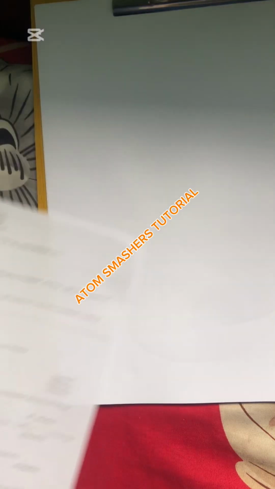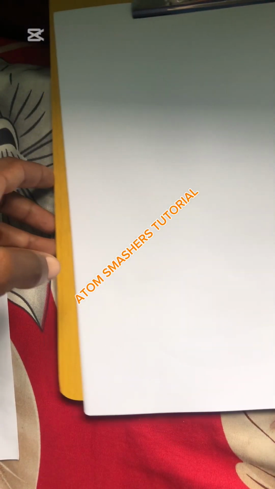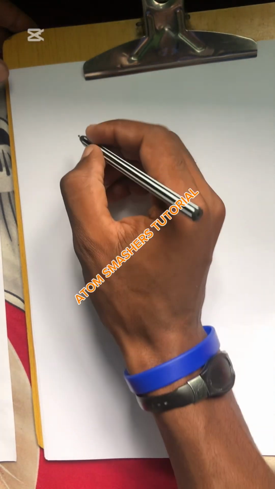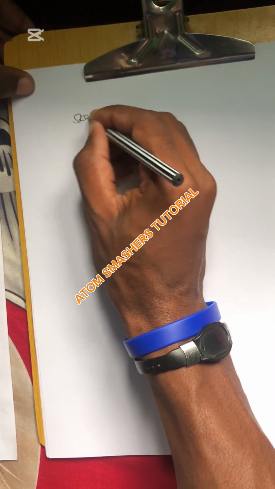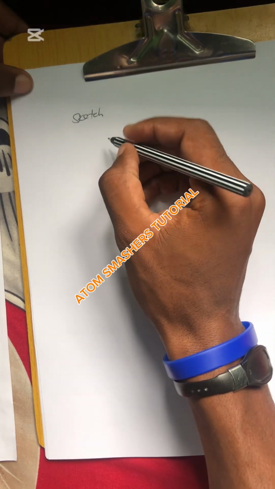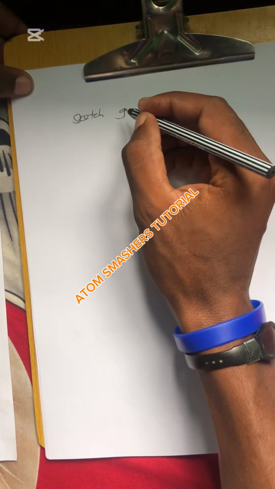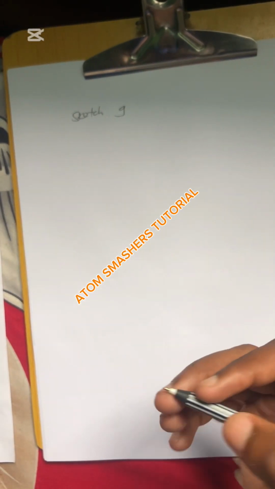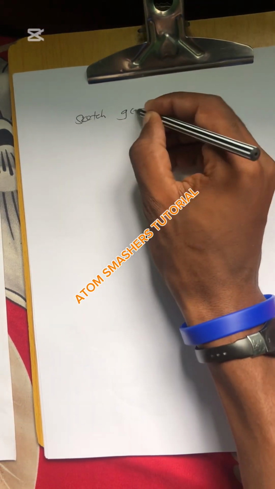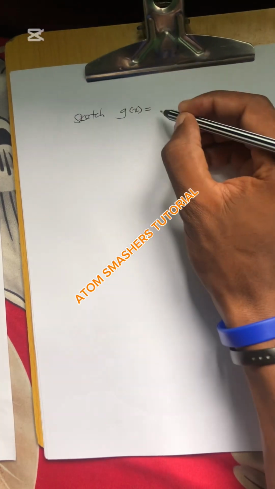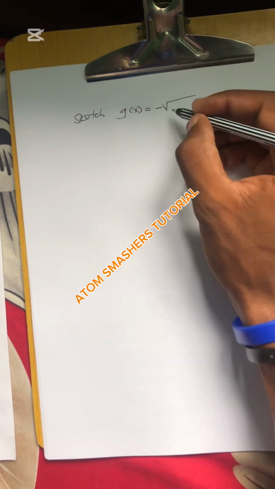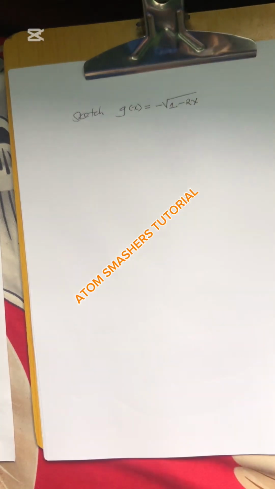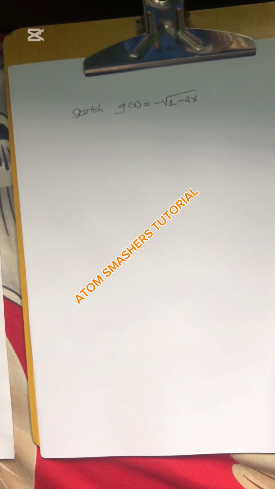All right. So the question is demanding us to do what? To sketch g. Okay. So the question is demanding us to sketch f of x, which is equal to minus the root of 1 minus 2x, like that. Okay. Beautiful.